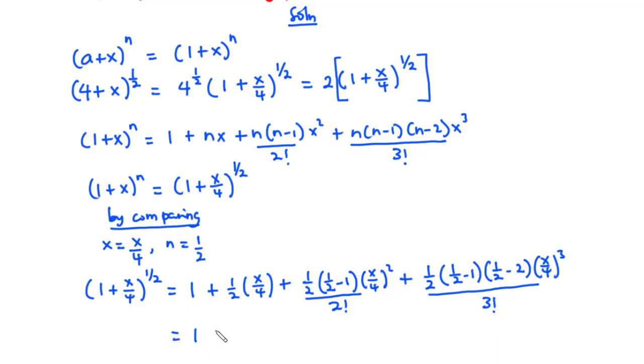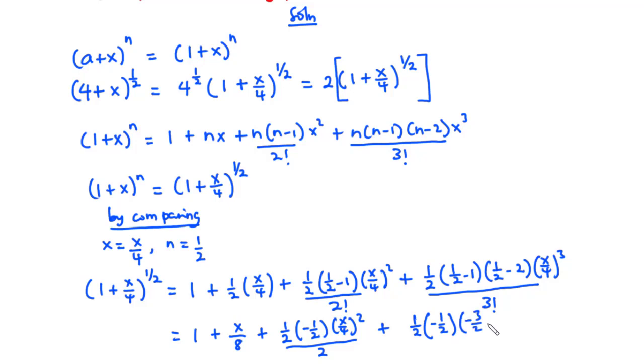So this becomes 1 plus 1 over 2 times 1 over 4x is 1 over 8x. So x over 8, plus 1 over 2 times negative 1 over 2 times x over 4 all squared, all over 2. 2 factorial is 2. So we have plus 1 over 2 times negative 1 over 2 times negative 3 over 2 times x over 4 exponent 3, and then 3 factorial is 6, so divided by 6.